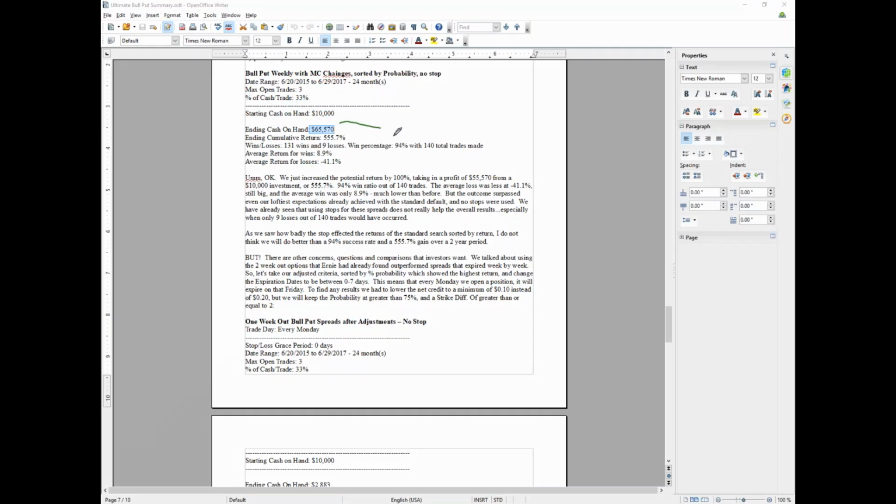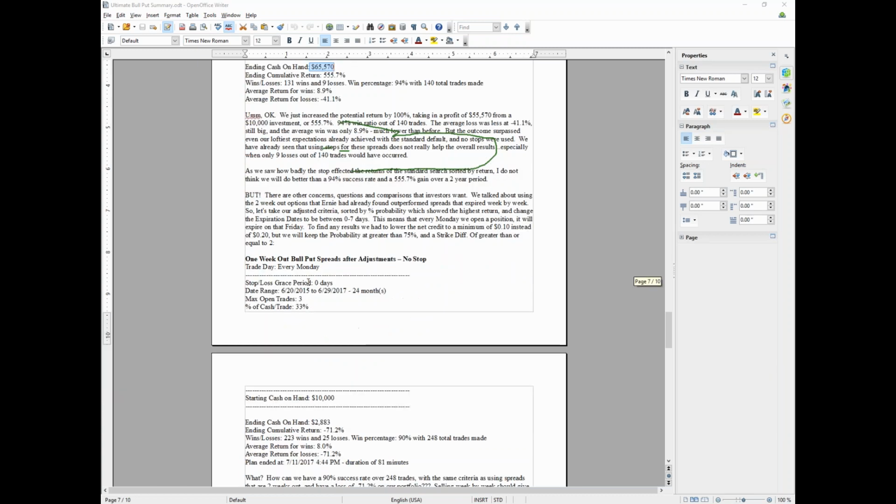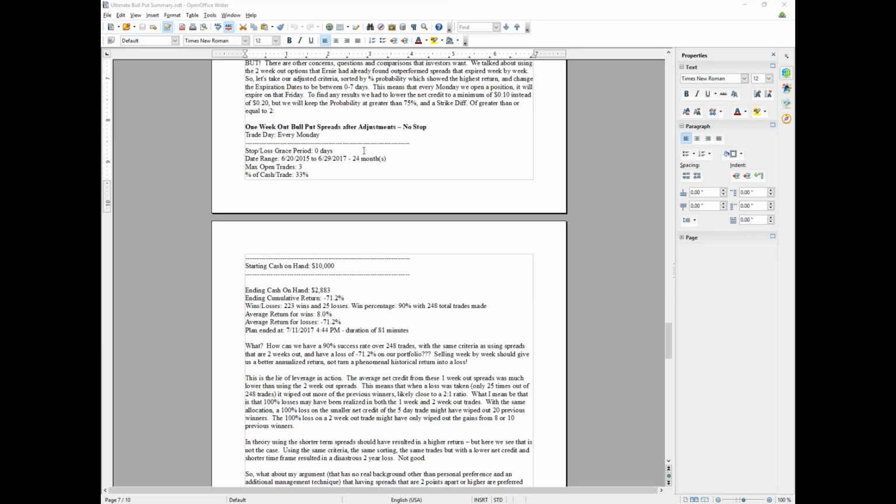So this is my preference. Those bull put or bull call debit spread criteria I showed you, sorted by highest probability, less losers, less worry, lower percent return on the average on the winners, but higher overall return over time. Now, pause the screen and find what I want, okay? Now, are you seeing this? Hopefully. One week out, bull put spreads after adjustments, no stops, same as before.